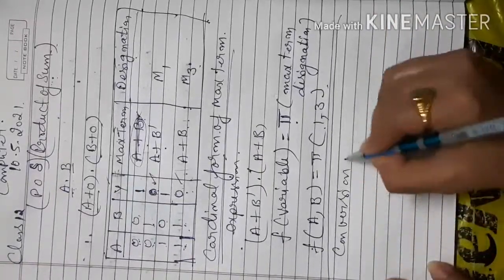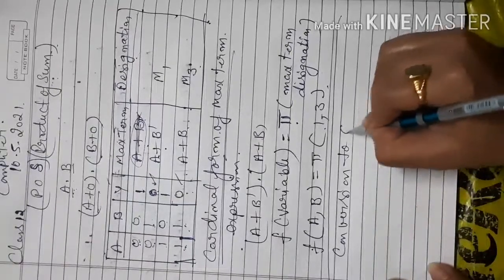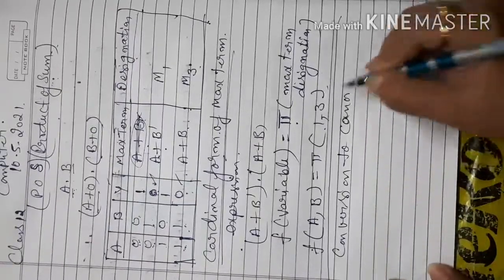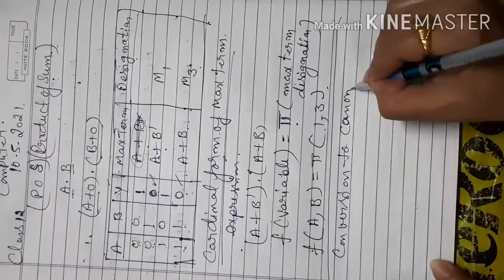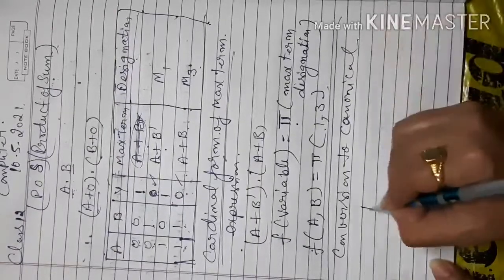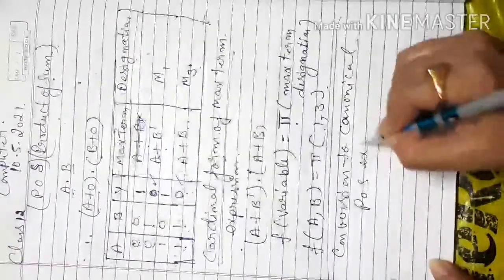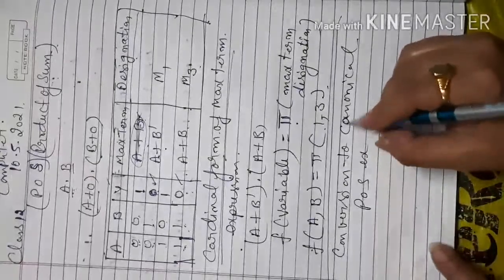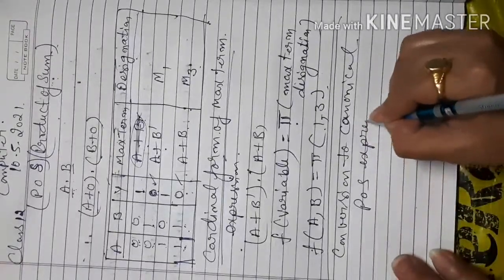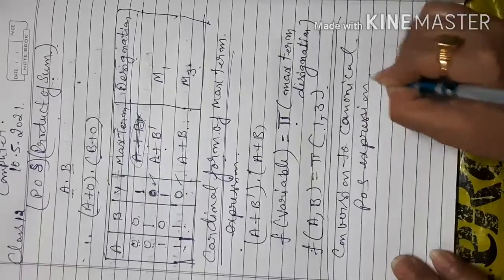Conversion to canonical, that is canonical POS expression. How can you convert any expression into a proper POS expression? So I have some examples regarding this.